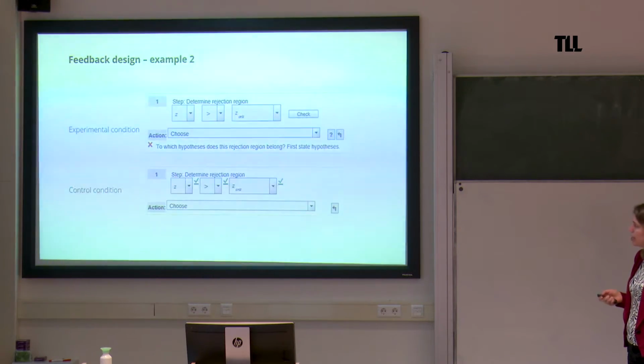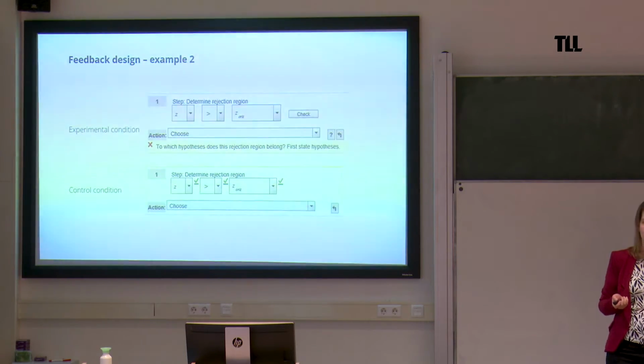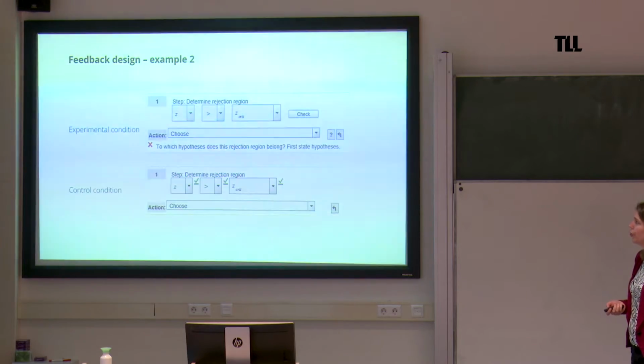What happens here is that the student, as a first step, tries to determine a rejection region for a task in which he or she is going to do a z-test. Now, in essence, this step is correct. So in the control condition, you can see it's just marked correct.